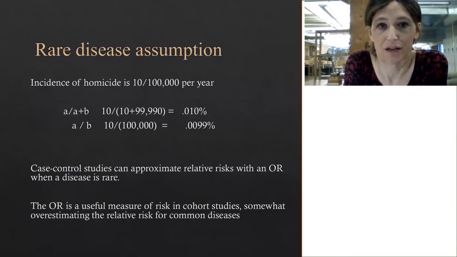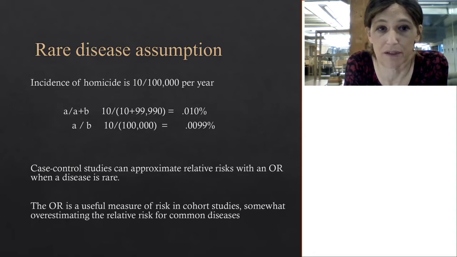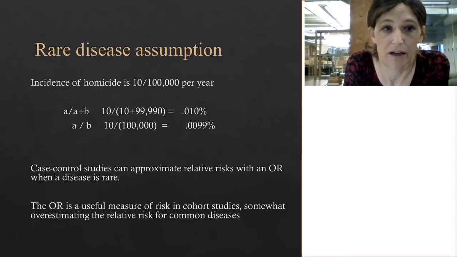And so let's say the incidence is 10 per 100,000 per year. We could do a case control study on homicide where we took cases of homicide and compared them to controls and see what factors were different between cases and controls. And you'll see here that our estimates using an odds ratio or a relative risk are fairly similar.